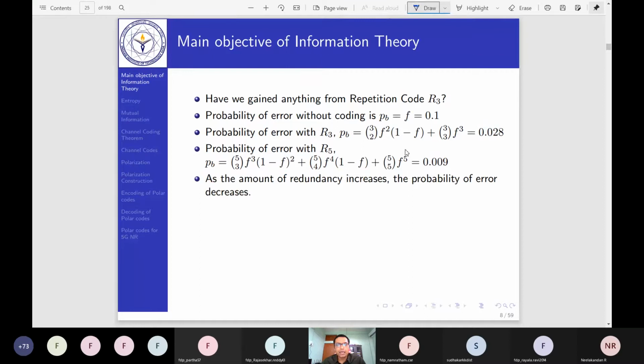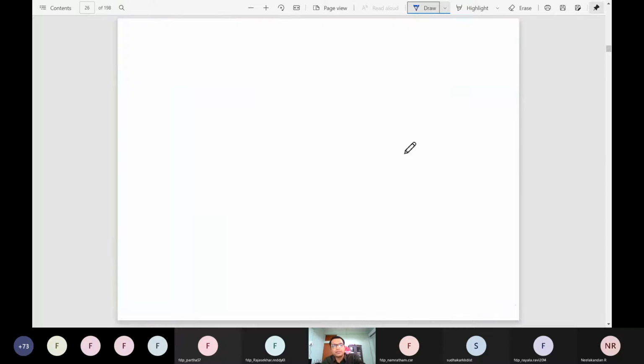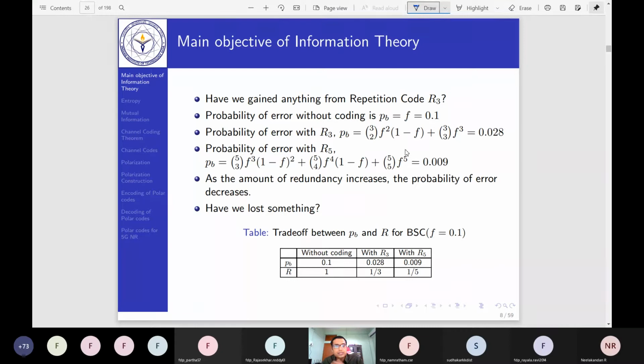So what is happening? For R5, instead of sending 1 bit, we are sending 4 additional bits. So that means the amount of redundancy is increasing. As the amount of redundancy increases, the probability of error decreases. So this is the observation. But the question is, have we lost something? Yes, that is true, because as the amount of redundancy increases, the rate of the transmission scheme reduces.